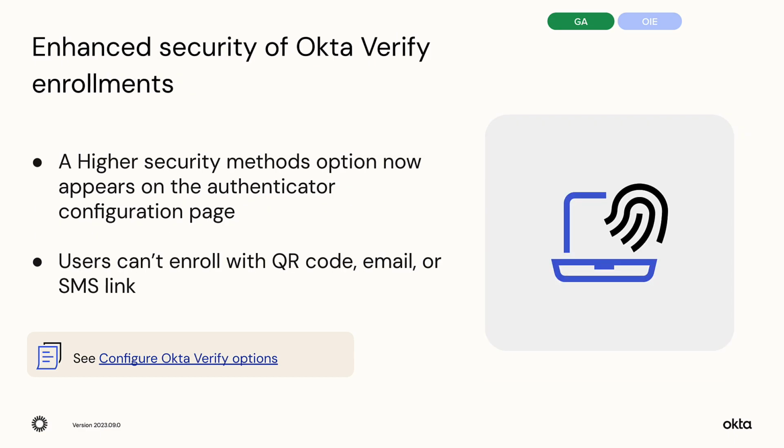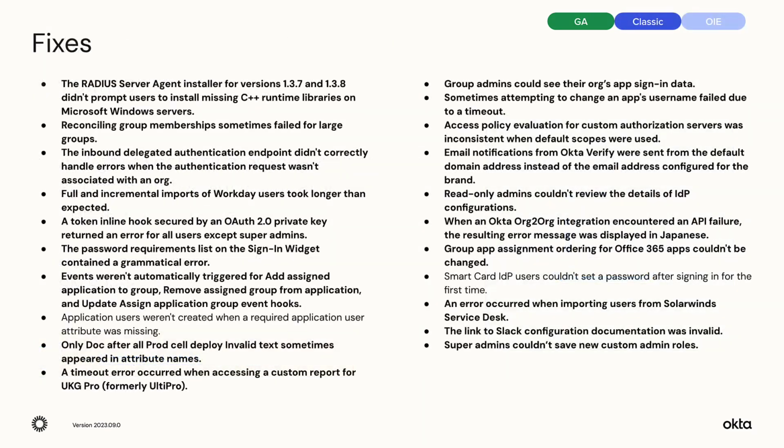Enhanced security of Okta Verify enrollments. To ensure users enroll in Okta Verify in a phishing-resistant manner, a higher security methods option now appears on the Authenticator configuration page. With this option, users can't enroll with QR code, email, or SMS link.